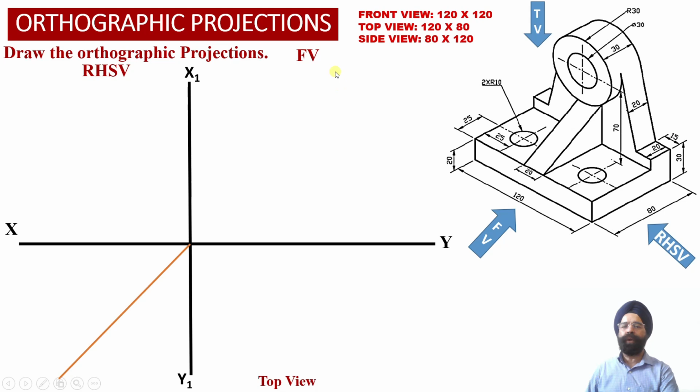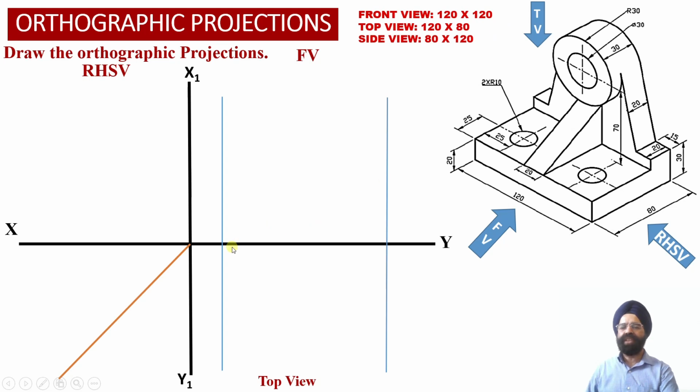So now since we are going to obtain the orthographic projections of the solid using the first angle projection method, the front view projections will be obtained above the XY reference line, the top view projections of the solid will be obtained below the XY reference line, and the right hand side view projections of the solid will be obtained on the left hand side of the front view orthographic projections. So we know that the dimensions of the front view face happen to be 120 millimeter by 120 millimeter.